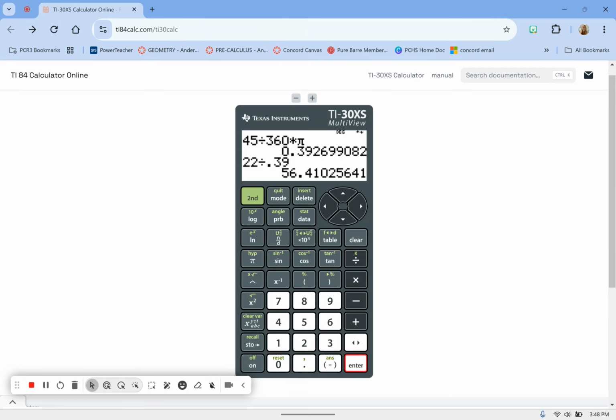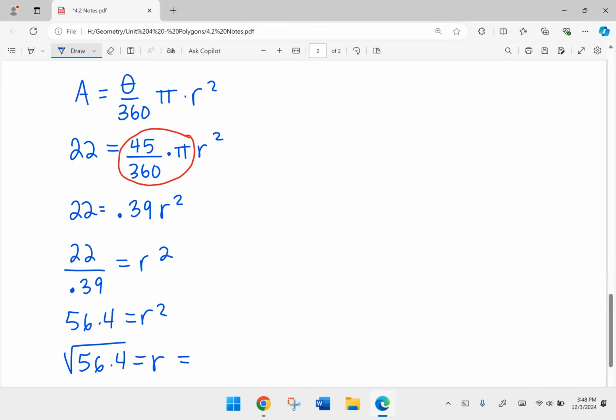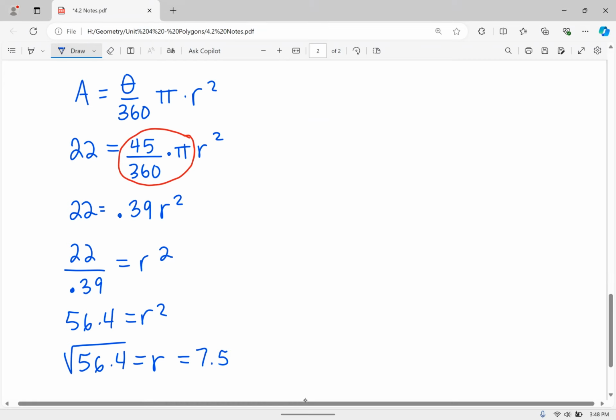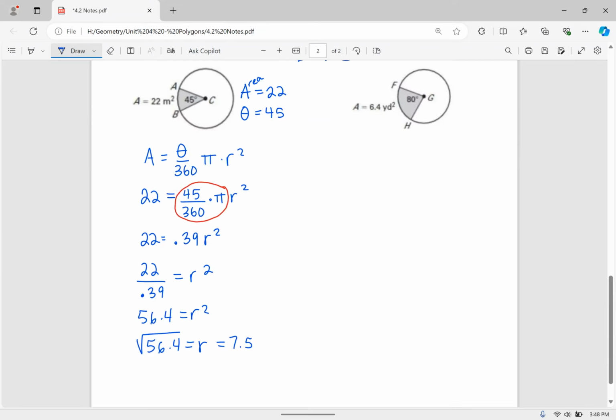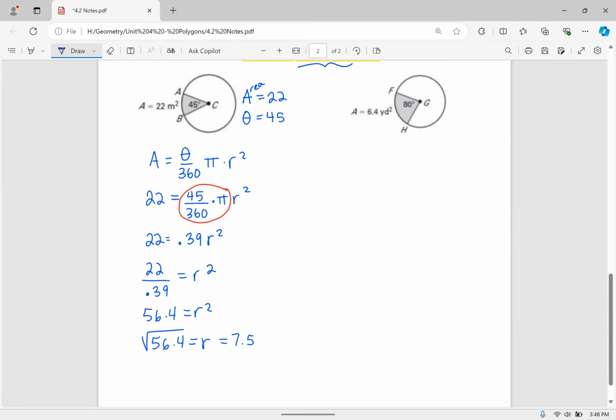I'm going to go ahead and take the square root, so we go second and square, and then we're going to type in 56.4. And we get 7.5. We'll zoom out, make sure you have that whole thing written down, and we're going to do another one for practice. Again, here the area is 6.4.